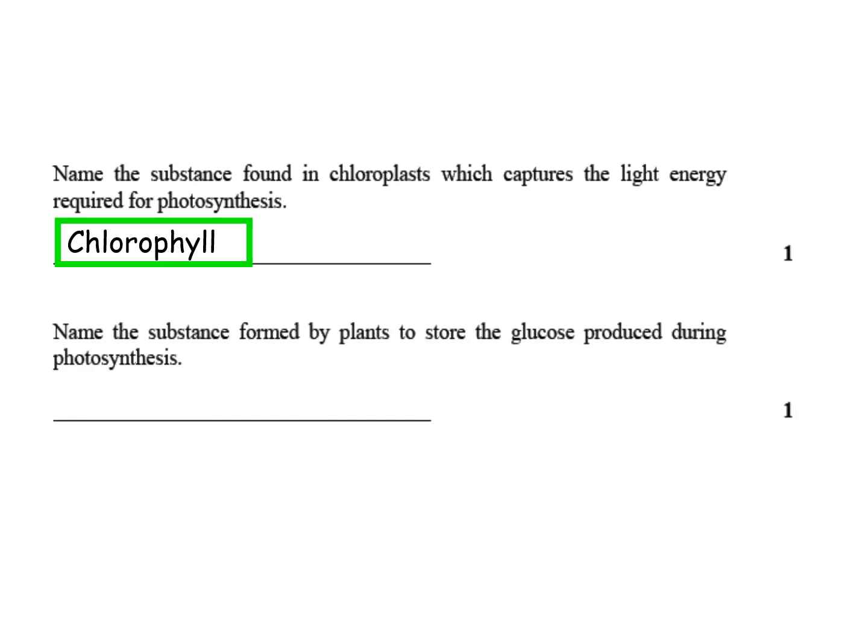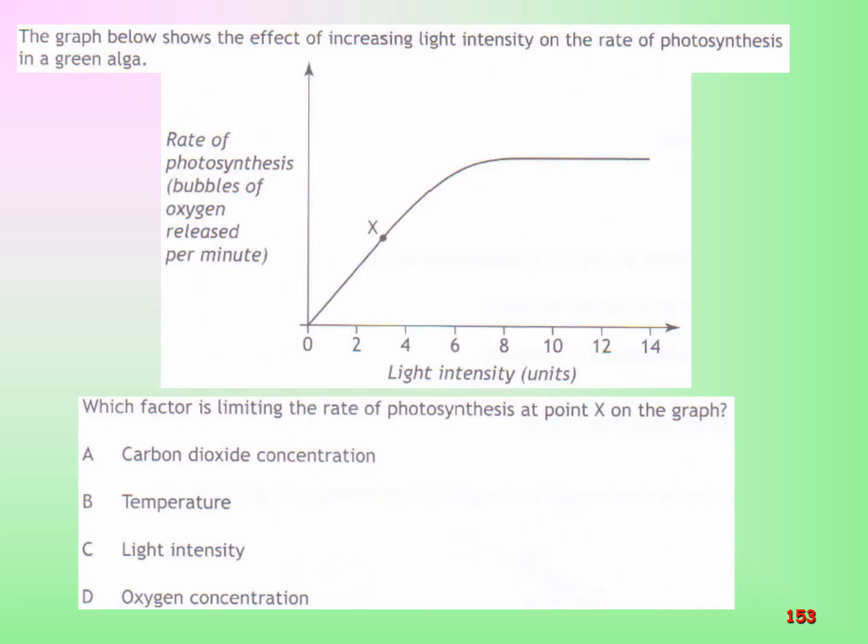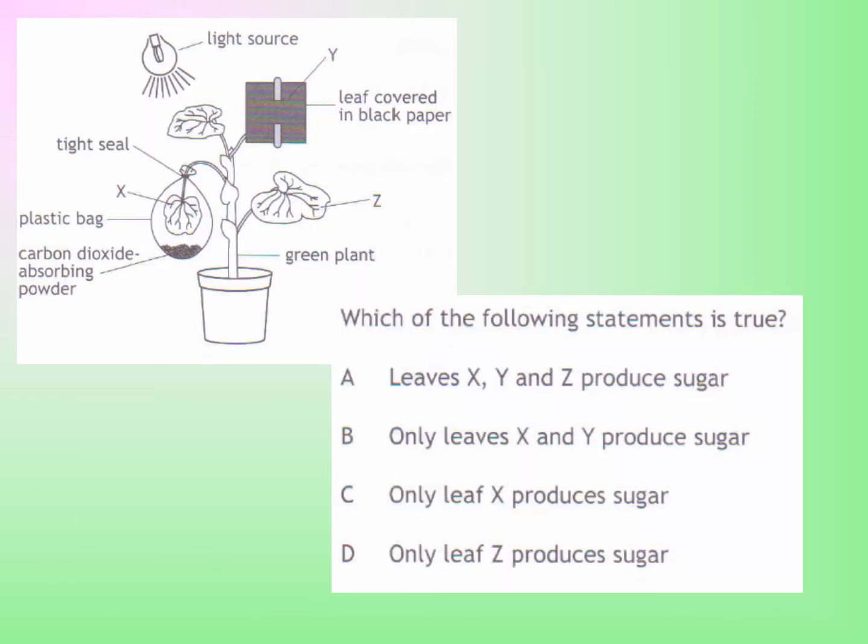Name the substance found in chloroplasts which captures the light energy required for photosynthesis. Chlorophyll. Name the substance formed by plants to store glucose produced during photosynthesis. Starch. It's a storage carbohydrate. Quite an easy one. What's limiting photosynthesis at X? Remember, if you're on the way up, you look down, and what's down is light intensity.